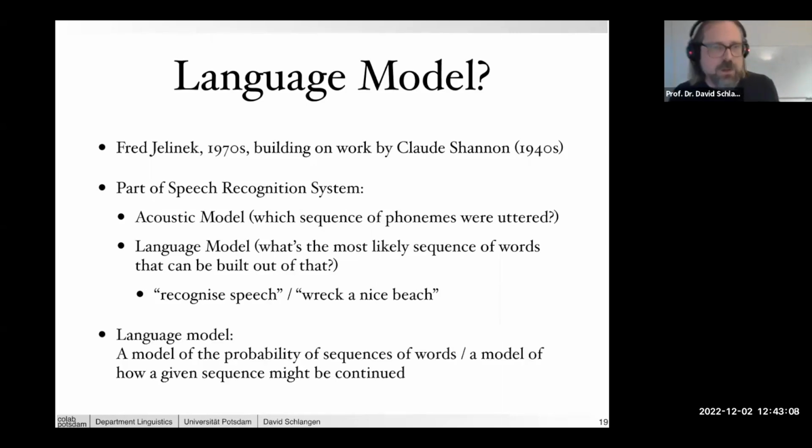So basically, a language model is a model of the probability of sequences of words. Or equivalently, it's a model of how a given sequence of words, or generalizing, of tokens, might be continued. So it can tell you what are more likely and less likely continuations of the sequence. So language model is a fairly large name for this very simple idea.